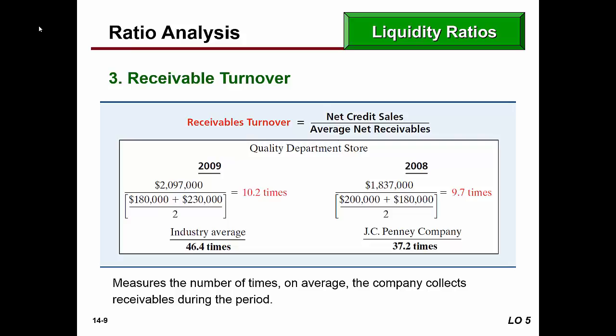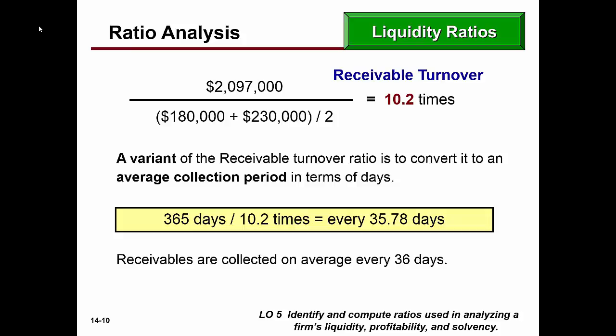Okay. Now, typically, we want to see how long those receivables have been in receivable status. So we will take the 365-day year and divide it by that 10.2 times. That means that on average, their receivables were in receivable status 35.78 days, whatever. That's pretty good. That's a pretty good collection rate for your receivables. I'd say around 30 days is pretty good, right?